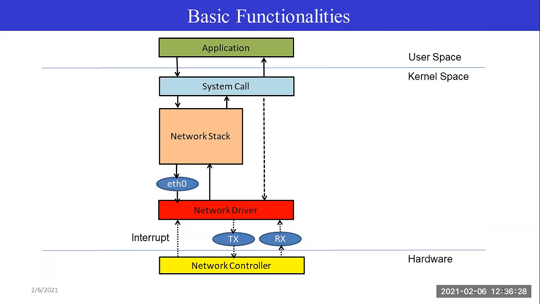So the first one is the RX interrupt. Second is the plug-in, plug-out device status related interrupt. The third one is the common TX done interrupt. Apart from that, there could be some errors during send, during receive, or somewhere else also. So some error related information is also shared with the network driver by the network controller through the interrupt mechanism.